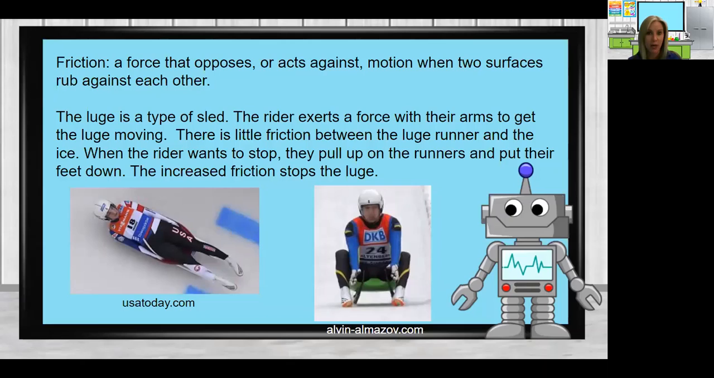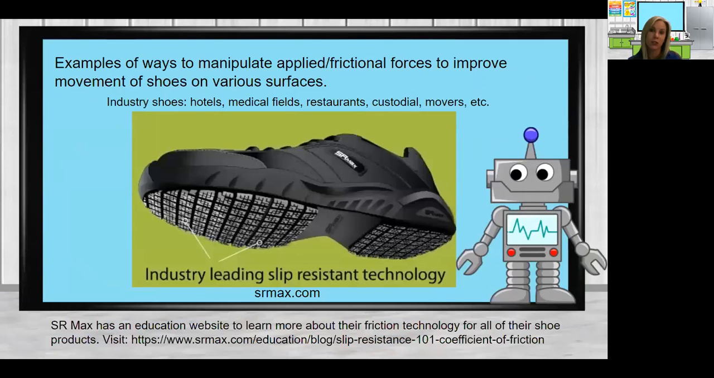Well, when it is time for that luge rider's race to end, they have to be able to slow down. So in order to do that, there is a section where they pull up on the sled, and they put their feet down, and just that dragging force applies friction and it slows them down. So we're going to focus on shoes.